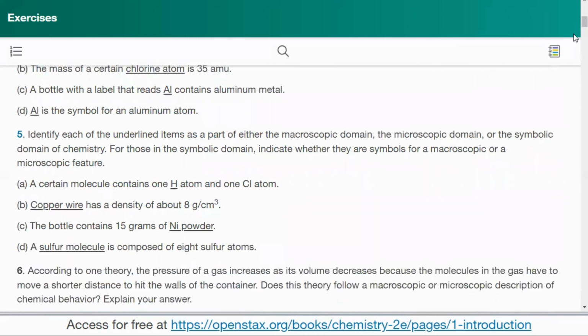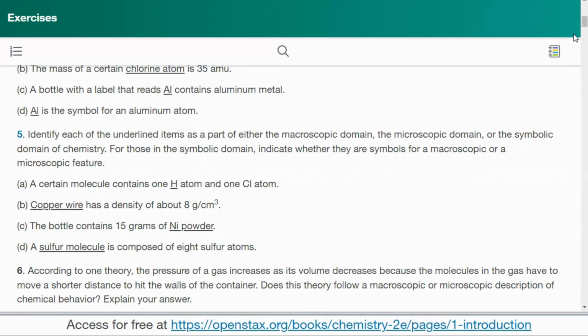A bottle with a label that reads Al contains aluminum metal. Since we have a symbol, a chemical symbol, which is Al, this is in the symbolic domain. And since we're dealing with an entire bottle, we can say this is a macroscopic feature.